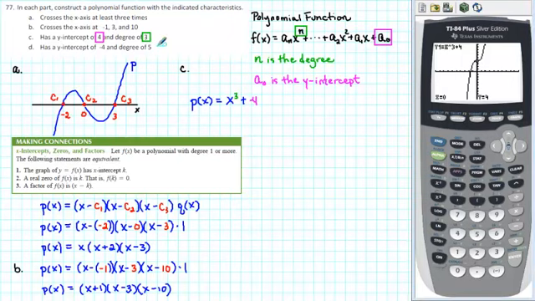For part D, we're given essentially the same scenario, but this time we want to construct a polynomial function that has a y-intercept of negative 4 and a degree of 5. So we'll want to make sure that we choose a sub 0 to be negative 4 and n to be 5. One example is p of x equals x to the 5th plus negative 4, which can be written more simply as p of x is equal to x to the 5th minus 4.